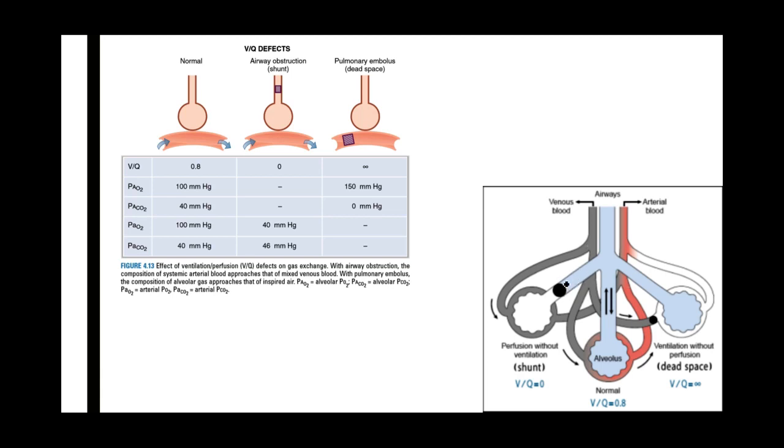So remember, this is like airway blockage. So that would cause a right to left shunt and a VQ approaching zero. Here is an artery blockage, like a pulmonary embolus, and that would cause an increase in dead space and the VQ ratio to approach infinity.